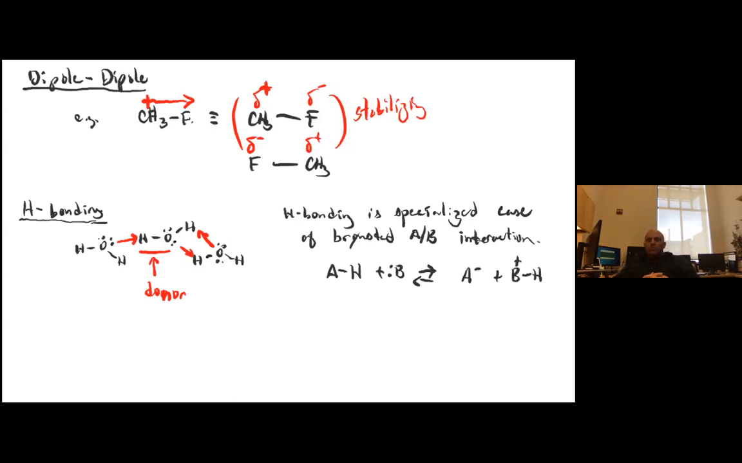Hydrogen bonding is just like that, except we're not doing the full proton transfer. So the proton is still bonding to its conjugate base. It's still bonding to A, but it's also bound to B at the same time. And so you get this weak bond because you're not forming a full bona fide bond. It's much weaker. H bonds are typically on the order of 4 to 11 kcal per mole.